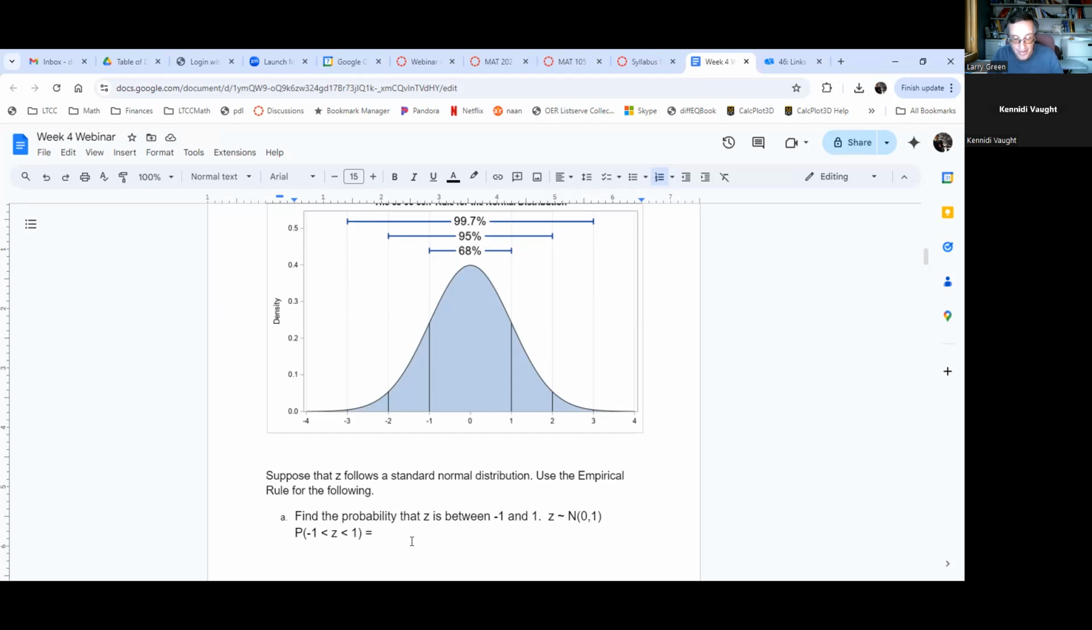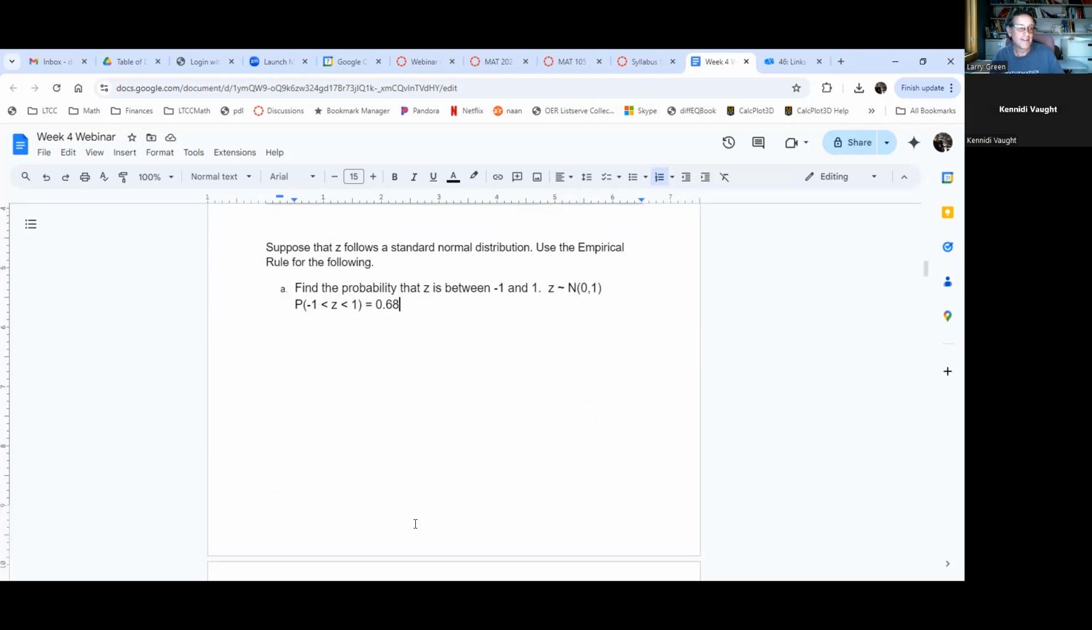And usually you write that as 0.68. Any questions on answering that question? Do you agree that's really easy if you know how to look at the picture? Hopefully you see that. All right, so now it's going to get a bit harder.